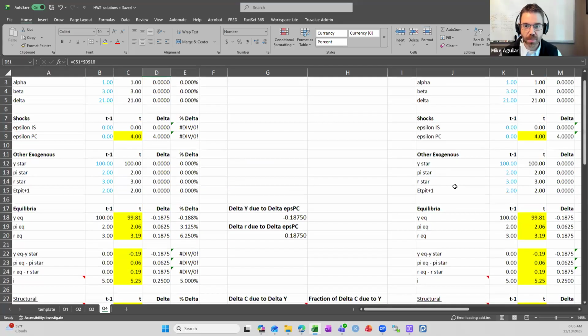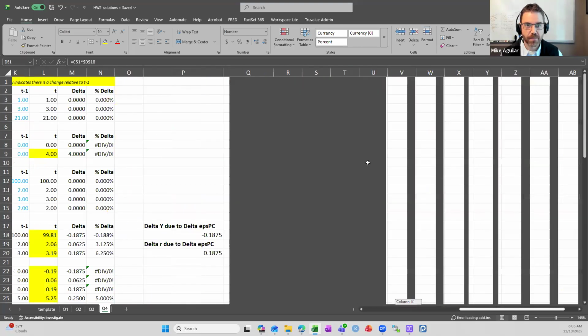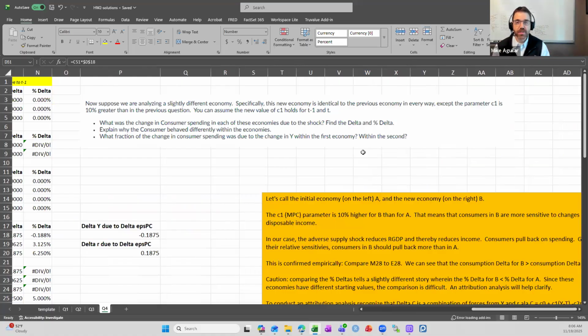Let's go back up to the question. So you got these two economies. They're the same in every way, but for some reason, some of the people in this new economy have a different sensitivity to changes in disposable income.